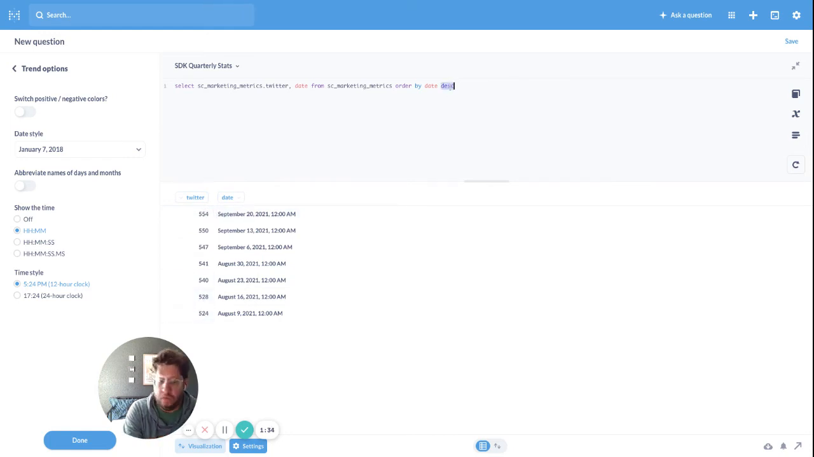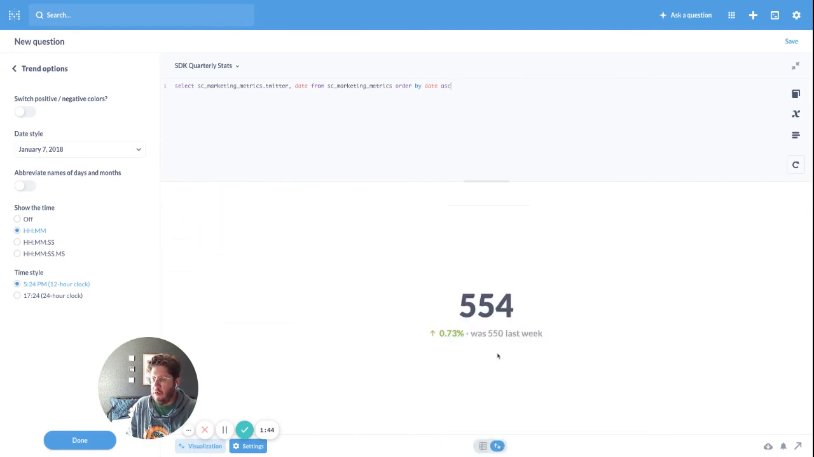So if I switch this to ascending, okay. So now I'm looking at the oldest to newest, and I go back to the trend. It's 554, exactly what I would expect to see.